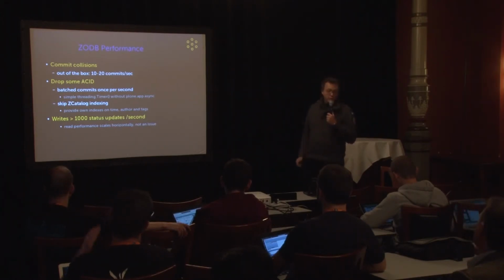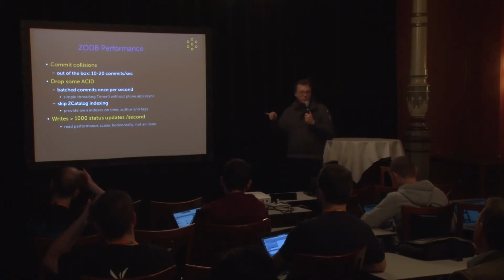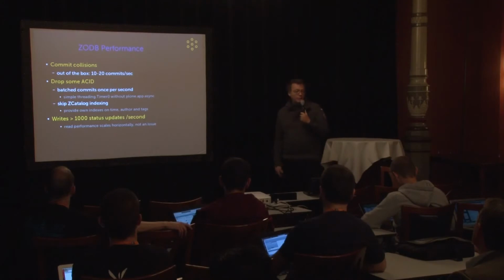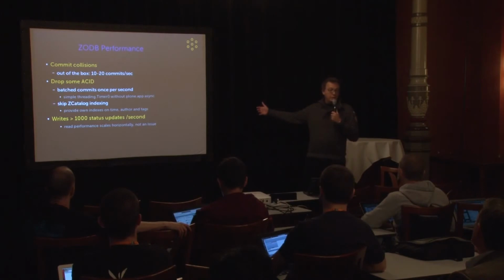Also, I stripped out zCatalog indexing. These content updates are very small. They're not really objects. Well, they're objects, but not the kind of content objects you would normally expect. And instead of using zCatalog, we provide our own custom indexes on time, author, and tags. We can extend that if we want. And the combination of doing batch commits and no zCatalog indexing means that instead of 10 or 20 messages per second, we have a raw ZODB performance of 1,000 status updates per second. Now that's theoretical. Well, it's a tested approach. It doesn't cover the whole stack. This is just about eliminating the ZODB as a bottleneck in write performance.